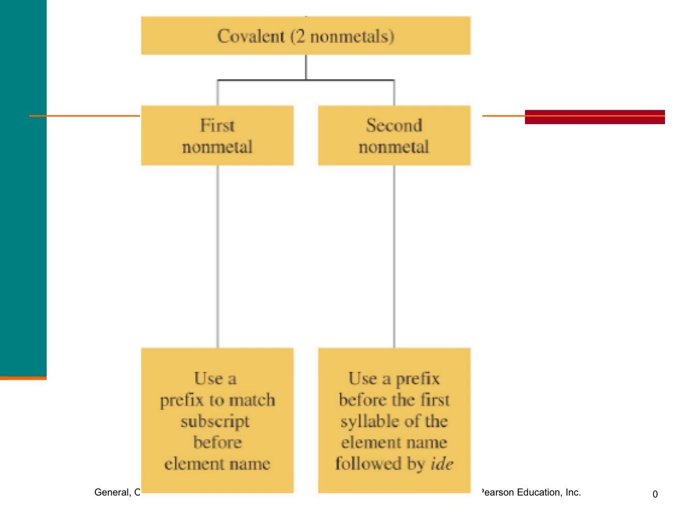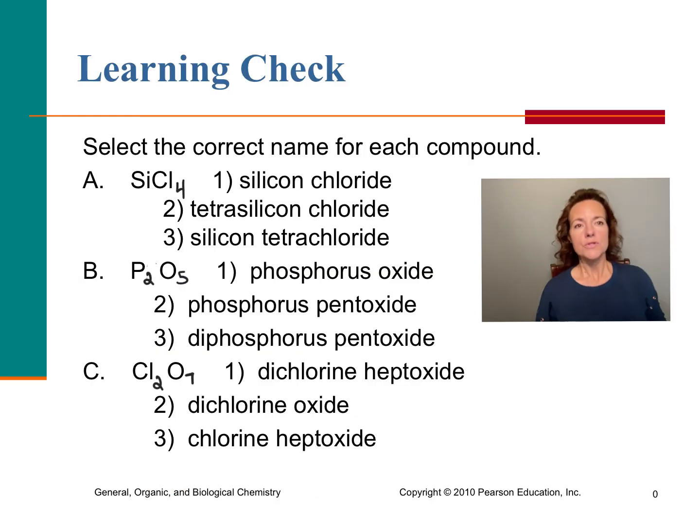So here's the rule. We look to have 2 nonmetals. The first nonmetal, we only use a prefix if it's not mono, and the second nonmetal, we use whatever prefix we need according to the number, and we change the ending to IDE just like we did in the previous ionic compounds. So what I'd like you to do is take a second, read through each of these, and see if you can select the correct name for each compound.